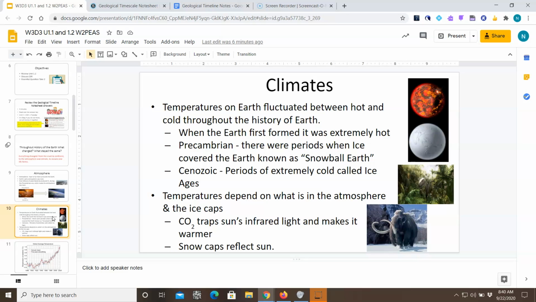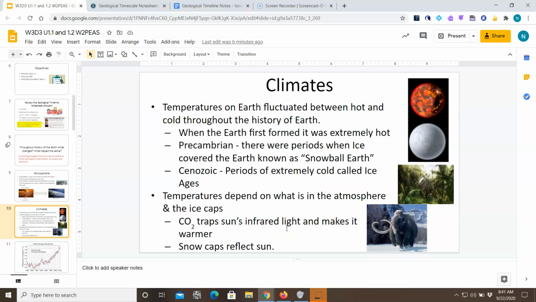For climate, there was a lot of fluctuation and change. It fluctuated between hot and cold on the Earth. When it first formed, the Earth was extremely hot. Then during the Precambrian era, there were times when the Earth was covered with ice, known as snowball Earth. During the Cenozoic, where we are currently, we've had ice ages before, so times when it was warmer and then cooler. As you can see, the temperature has changed throughout.